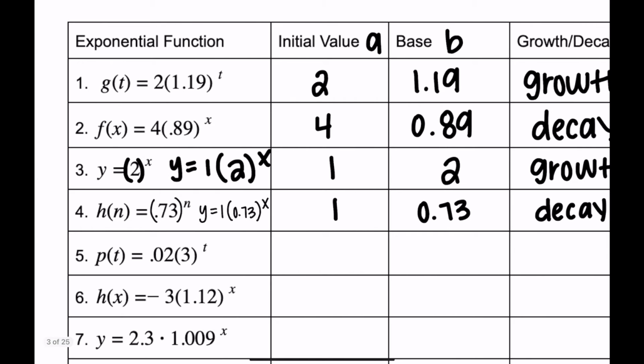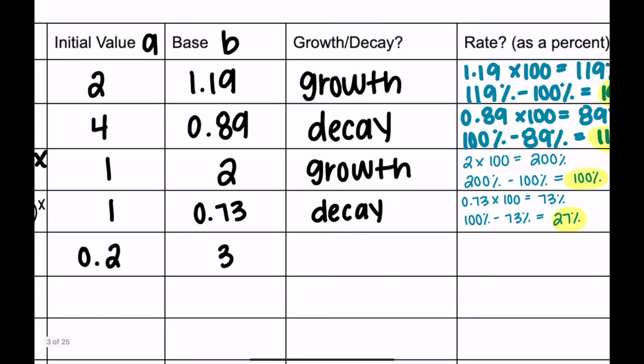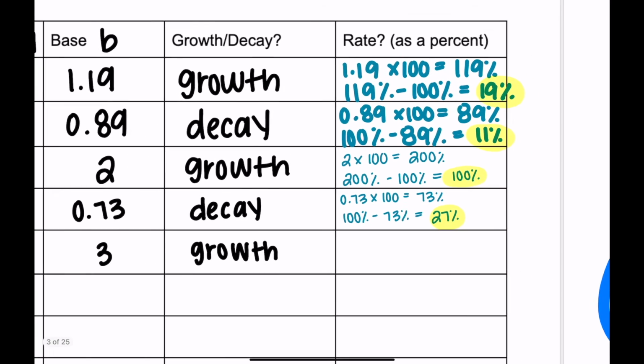In number 5, here we do see the initial value is 0.2. Now remember, the initial value is not what tells you growth or decay. Our base, which is 3, is what tells us growth or decay. So since 3 is larger than 1, this represents growth. And we want to find what is the growth rate.